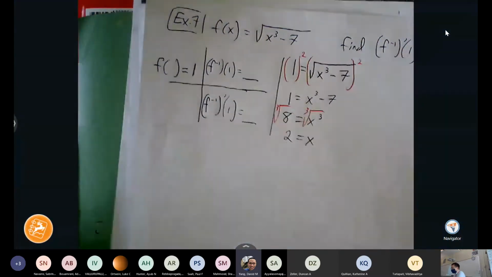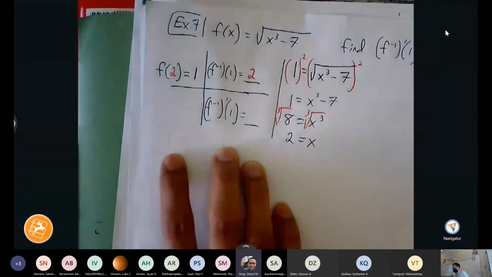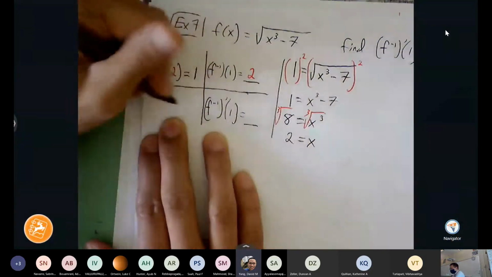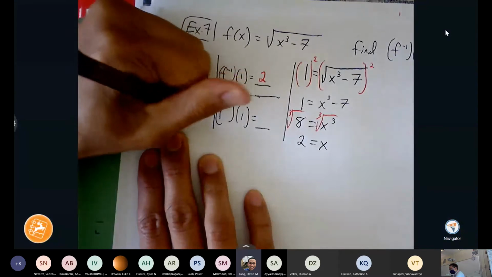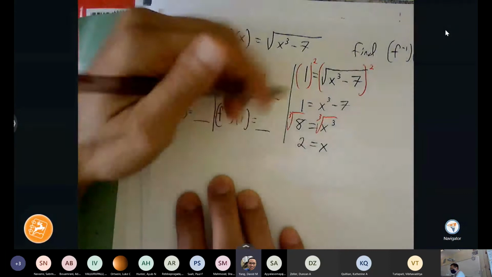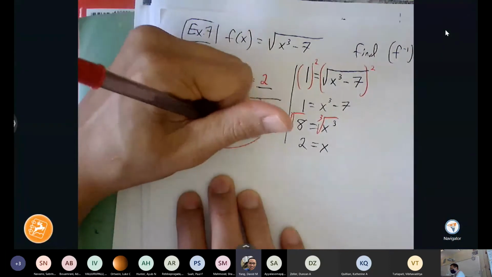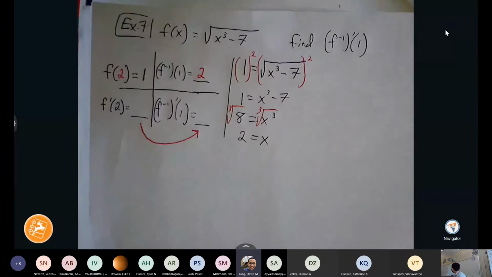So I know the x value, which is going to be useful because now my next goal is to figure out f prime of 2. And that will lead me directly to the slope I'm after. Okay, so if I want to find f prime of 2, I first need to find f prime of x.